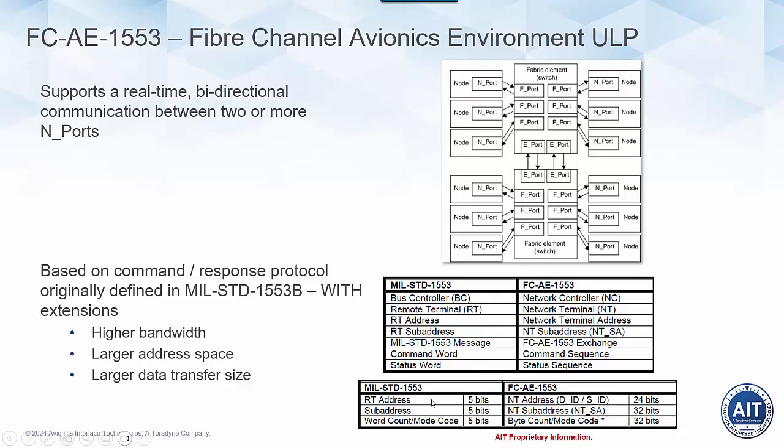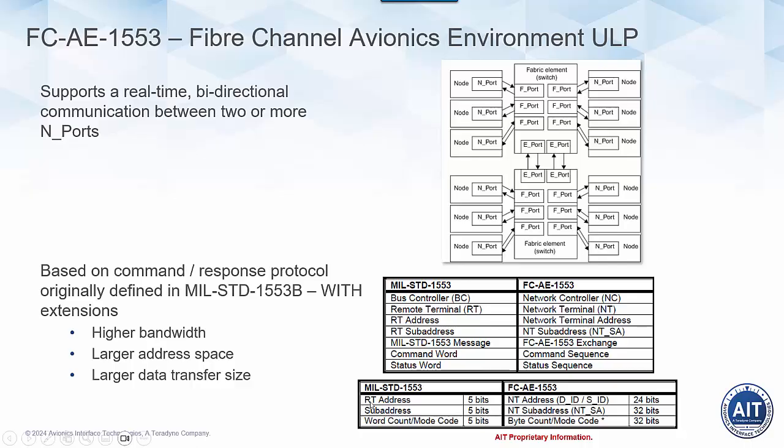When we talk about the address spaces and the data sizes, an RT address is analogous to an NT address, which is in the source ID or destination ID. So you have 24 bits where you only have 5 bits in MIL-STD 1553.